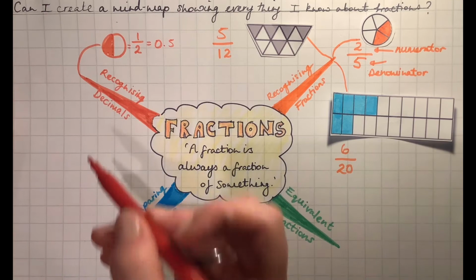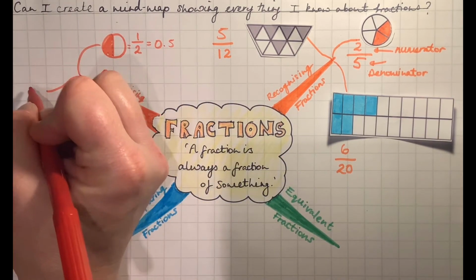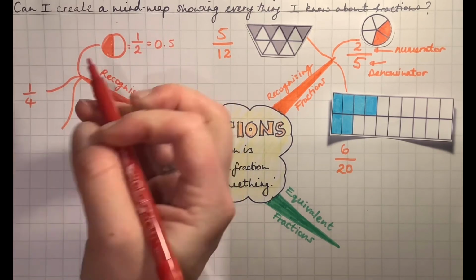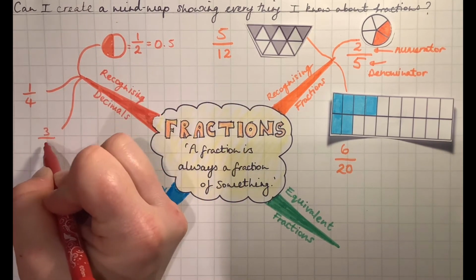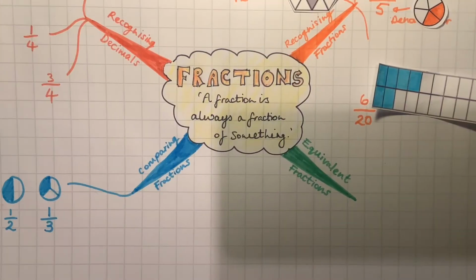Now I would really love it if you could see if you could write the decimal for a quarter and 3/4. Do you know? Could you add that to your mind map?